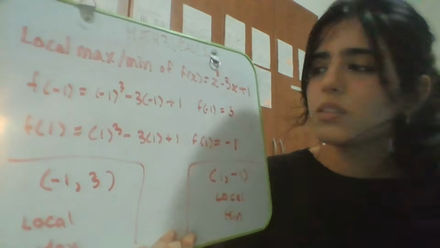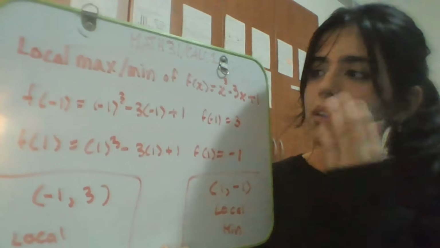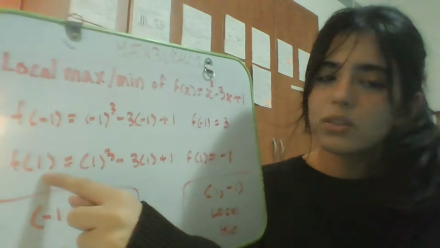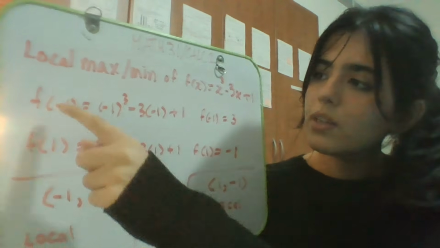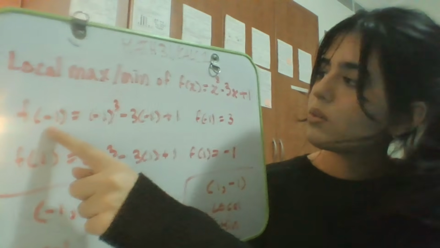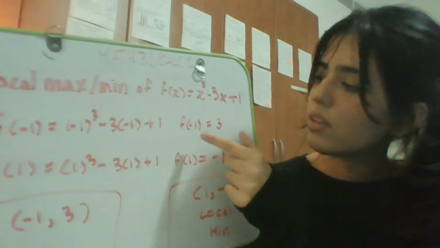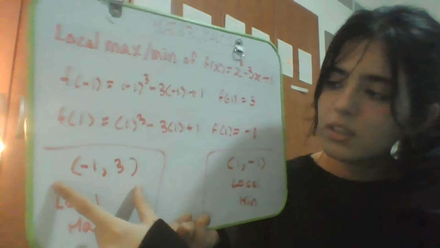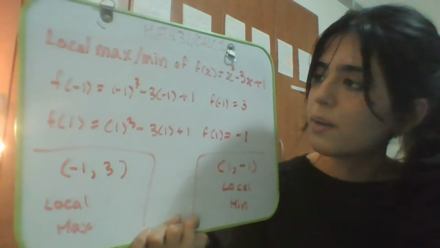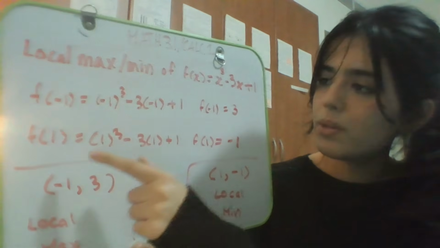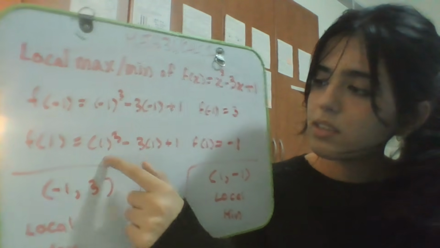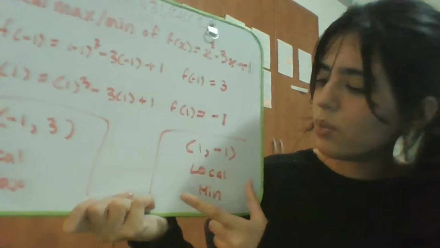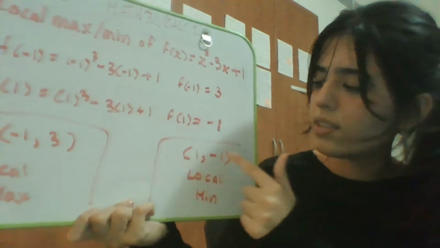Okay, guys. So all I did is just plug in the max and minimum values that we got from the number line. I plugged in the local maximum value into f of x, and I got that the y value is 3. That makes our local max point -1 and 3. Okay? And then I did the same for the local minimum. I plugged in the 1 into x, and I found that our y value is -1. That makes our local minimum point 1 and -1.